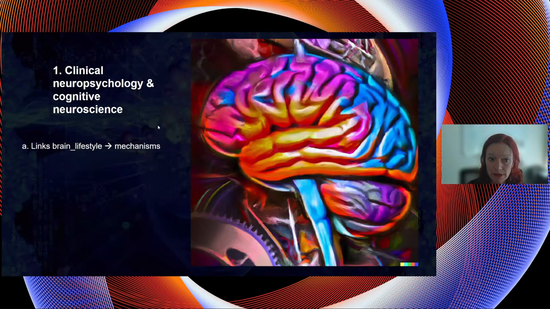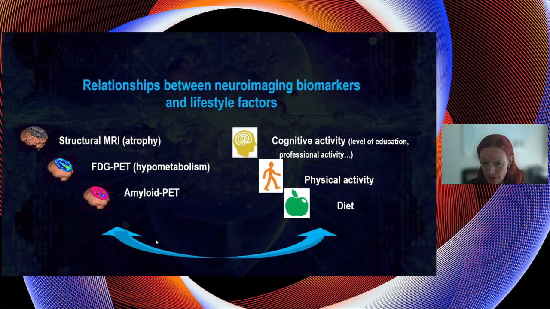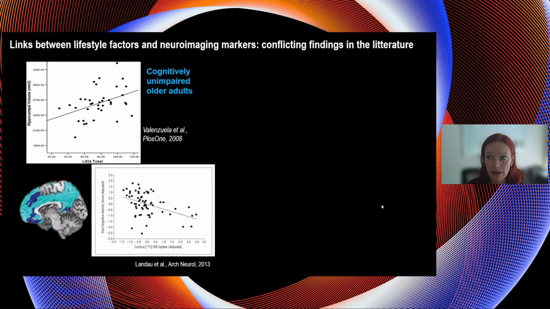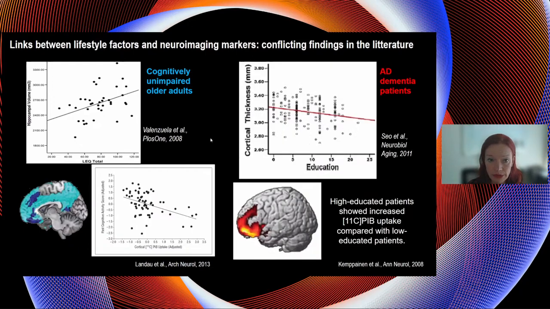As for the first one, the studies that assess clinical neuropsychology and cognitive neuroscience, I would first discuss studies assessing the links between brain and lifestyle to further understand the mechanisms of reserve. In those studies, as I said, they are assessing the relationships between different neuroimaging markers and different lifestyle factors that are thought to be associated with reserve. I'm just giving two examples here. You can see on the left side a positive correlation between education throughout life and hippocampal volume. So, let's say, cognitive activity throughout life and the volume of the hippocampus.